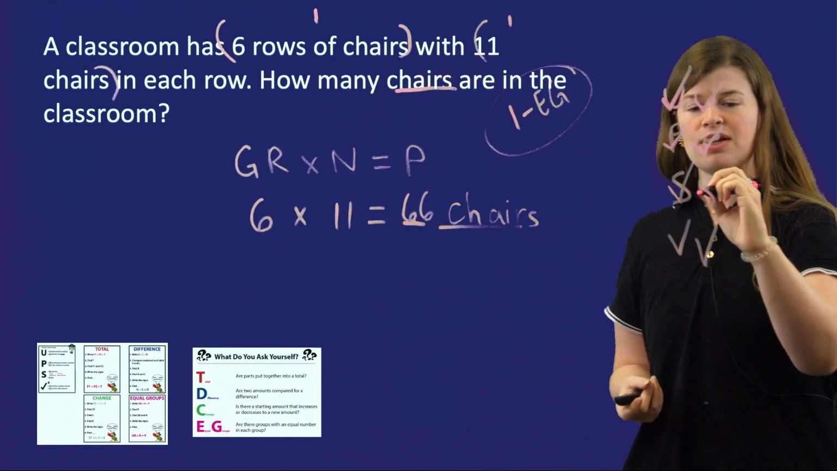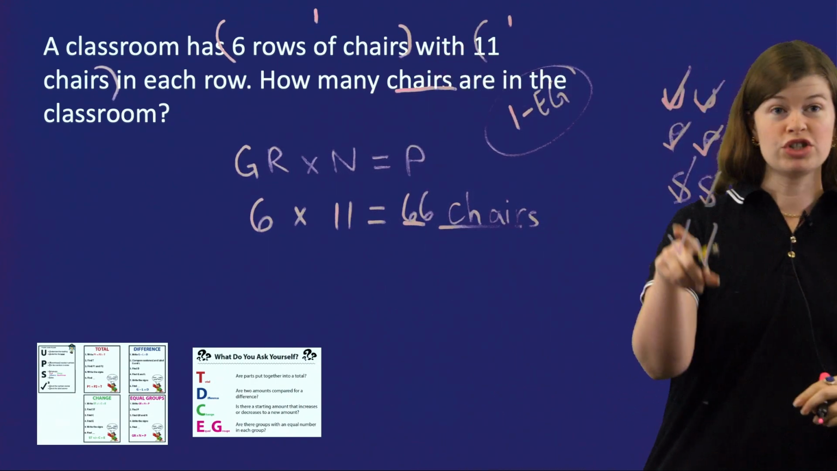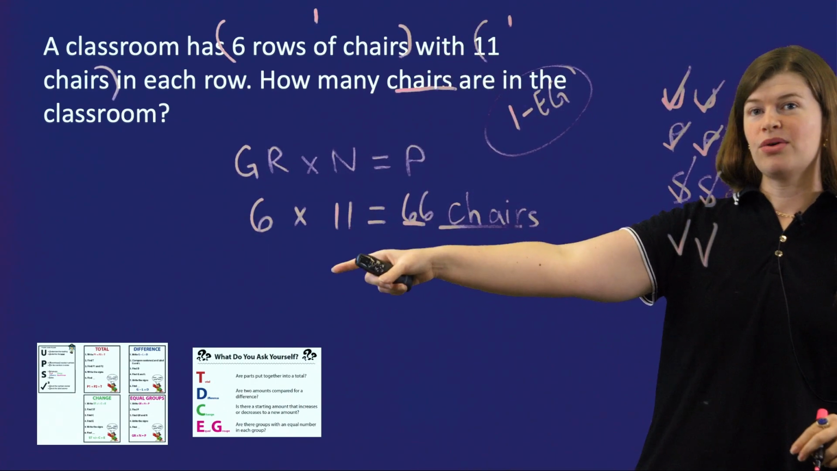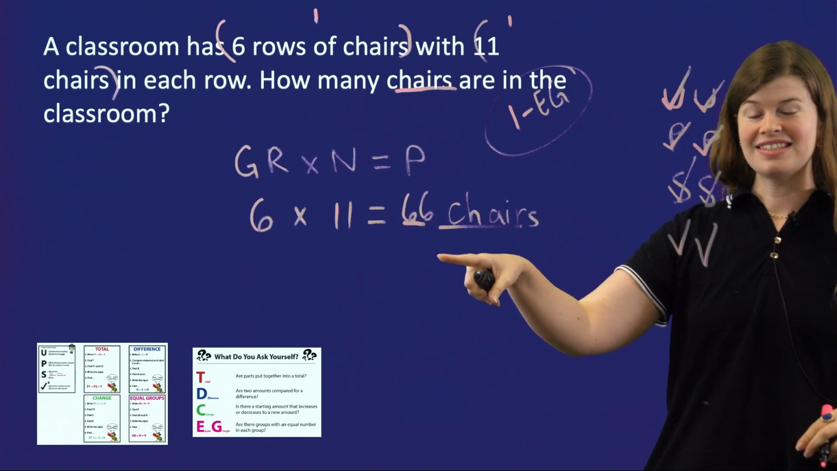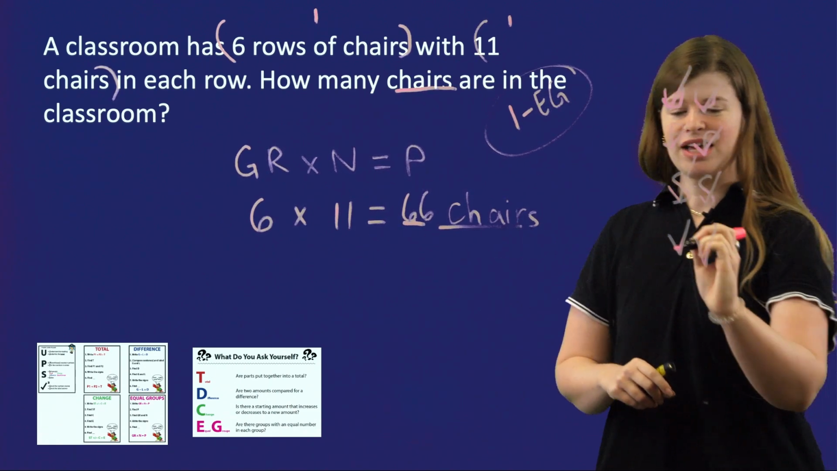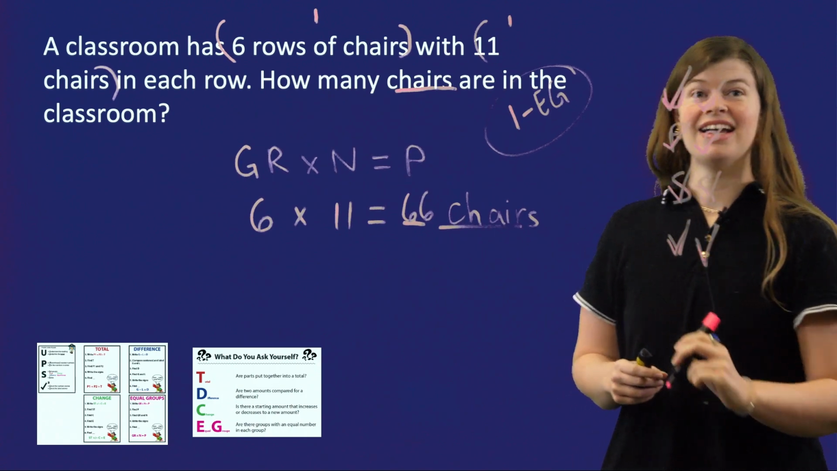And now I've solved, I can check this off and I can check for reasonableness. I know that 6 times 11 is 66 and I've got my label. So this one is done.